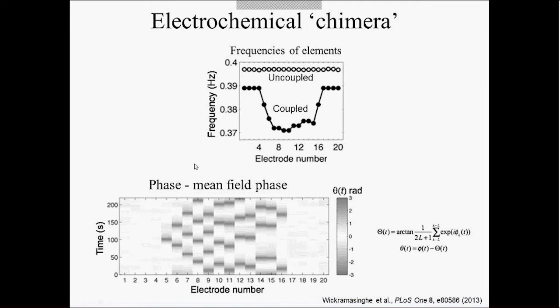And you can look at the mean field, which is just looking at the single oscillator's phase with respect to the elements that are coupled to it. And you can also see there in this plot that there's a group that is synchronized, and then there's a group here in the center which remains incoherent to the synchronized group.